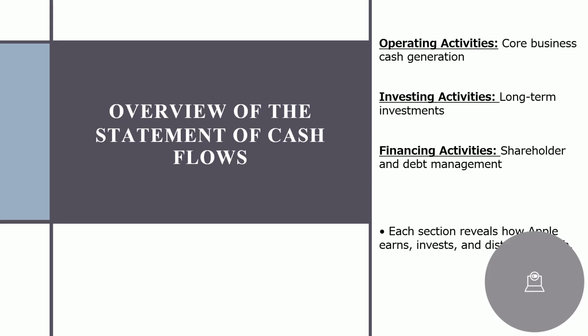Operating activities focus on Apple's core business operations. This shows how much cash the company generates from selling products and services after covering its day-to-day expenses. Strong positive cash flow here signals healthy business performance and operational efficiency.